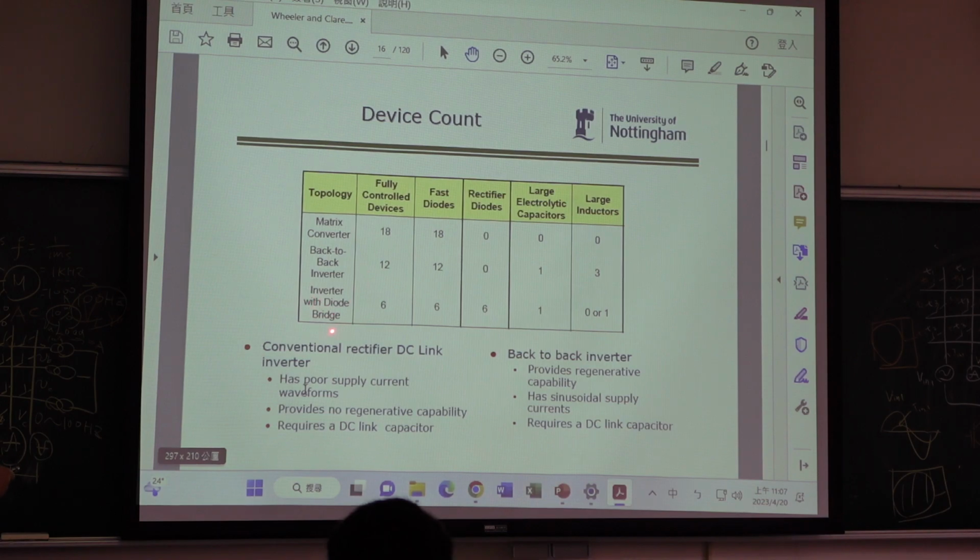And for inverter and diode, we need 6 diode and 6 IGBT. But the problem is we need a huge capacitor. And the input current is not good. It is like this. And we cannot do regeneration, right? If we need a good performance, then we have to do back-to-back. If we do back-to-back, it is too expensive, right? So it is very hard to decide. Which one do you prefer? Do you like this one? Or do you like this one? Or do you like this one?